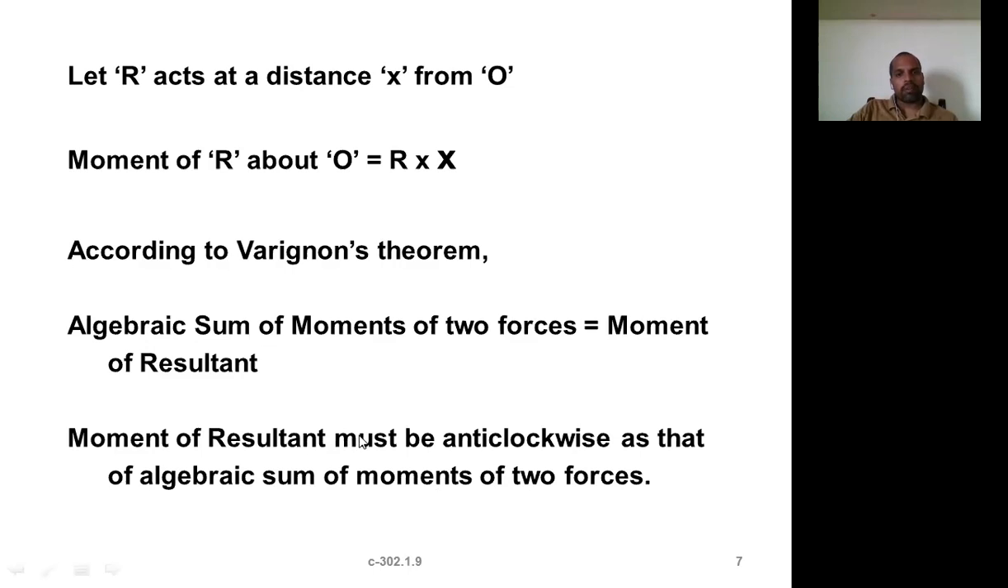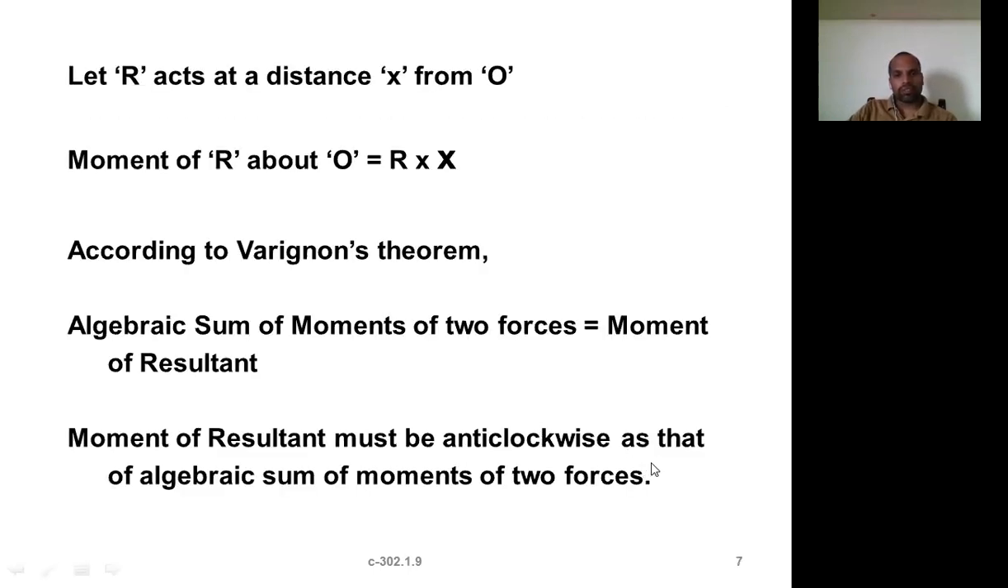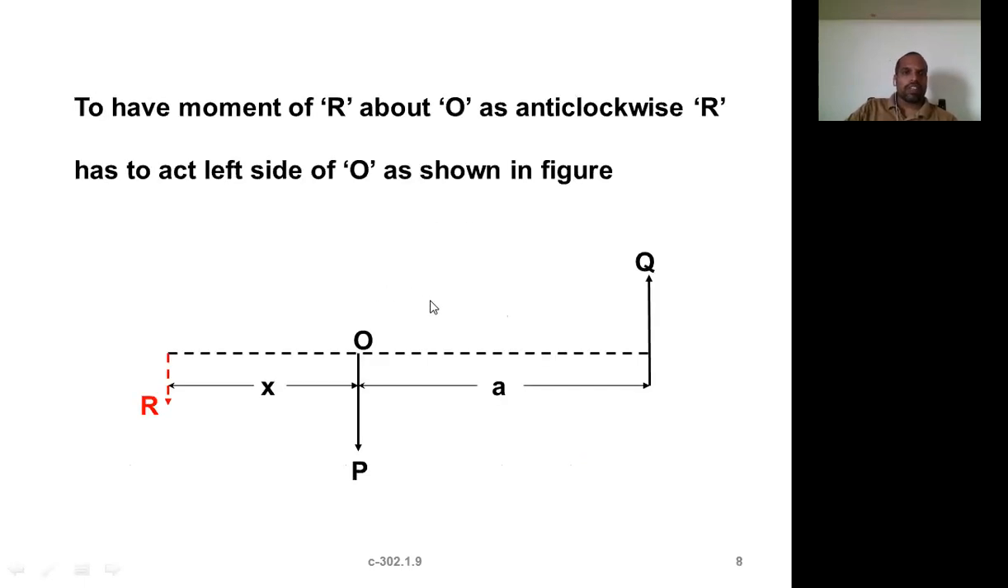The moment of the resultant must be anti-clockwise as that of the algebraic sum of the moments of the two forces. To have the moment of R about O as anti-clockwise, R has to act on the left side of O, as shown in the figure, right? So these are the two forces. If you take the moment about point O, this is creating an anti-clockwise moment, right?